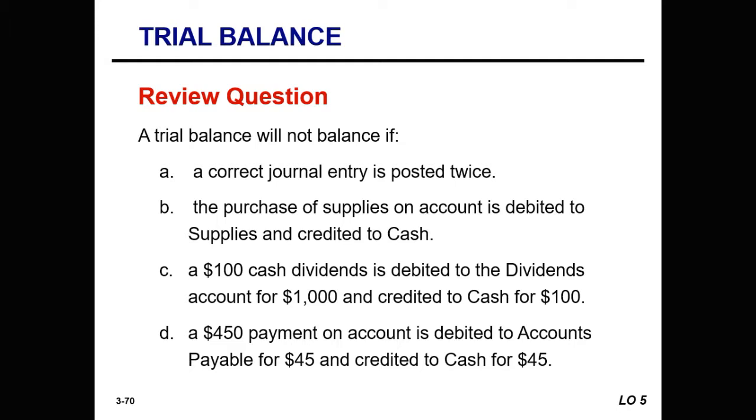Only one of these four will cause the trial balance not to balance. All four of these are some type of an error that can occur. Remember, the trial balance is the proving of the equality of debits and credits. Option C is the only one in which the debits and credits do not equal.